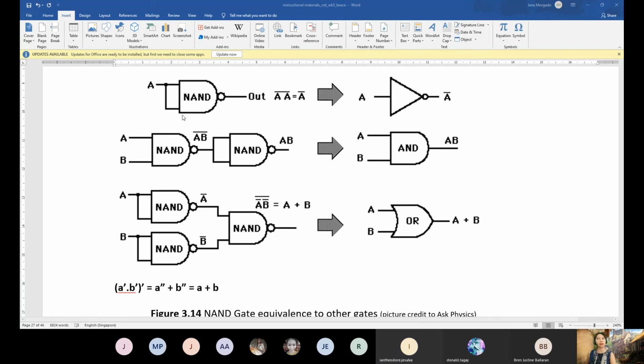Again, Ian? Yun po dun sa pangalawa ma'am, kasi ma'am 'pag in-apply po 'di ba yung De Morgan's theorem? Which gate? First is inverter. Second is AND. Third is OR. Which one are you referring to? Yung pangalawa po ma'am, yung may dalawang NAND po. Ah, this one. Okay, so this is an explanation for OR.